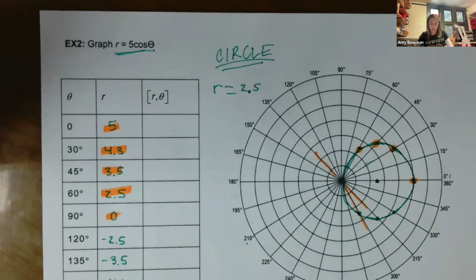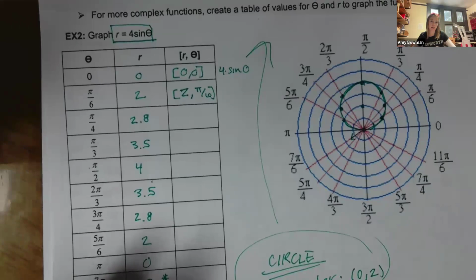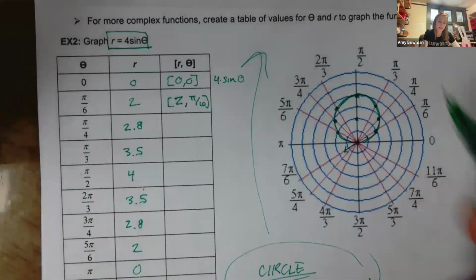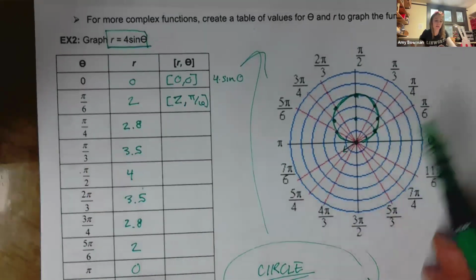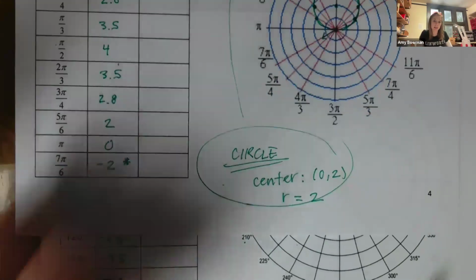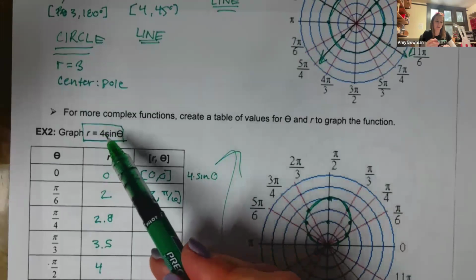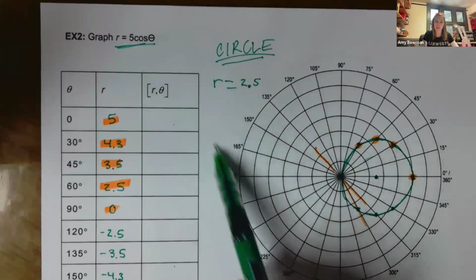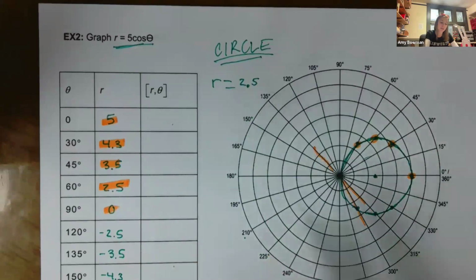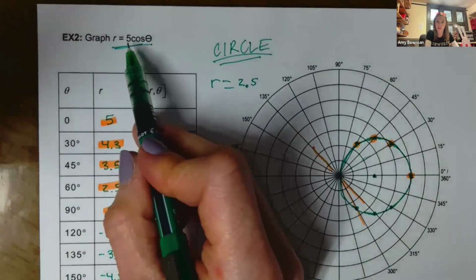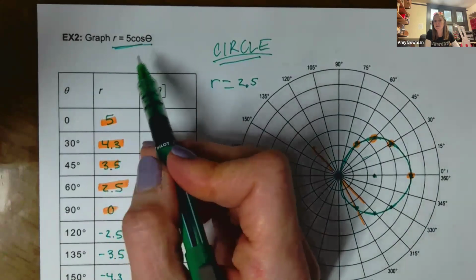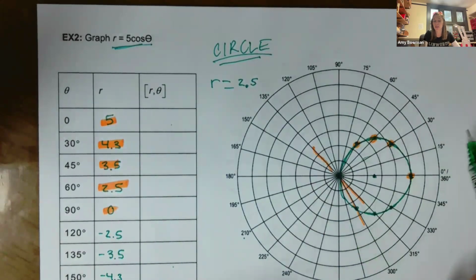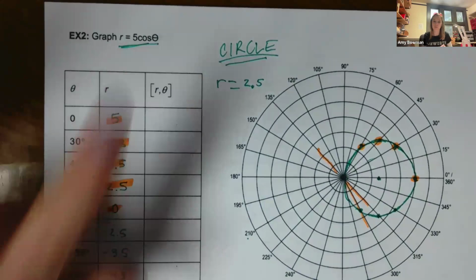How do we know that from the equation? Keeping in mind that on the last one that we did, when we did 4 sine theta, we had a radius of 2. How does that relate to the equation? It's half of 4. On this one, we have the 5 out front, radius is 2.5. So what we're going to start seeing is that this coefficient of cosine and sine is the diameter of the circle, which means the radius is just half of whatever number is out front.